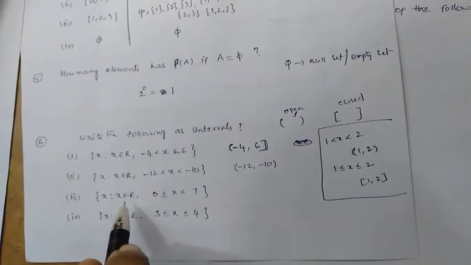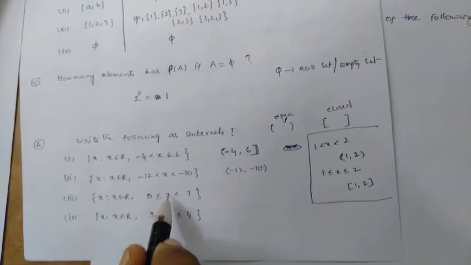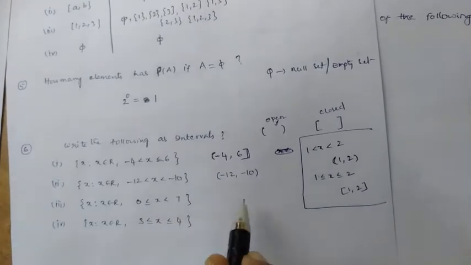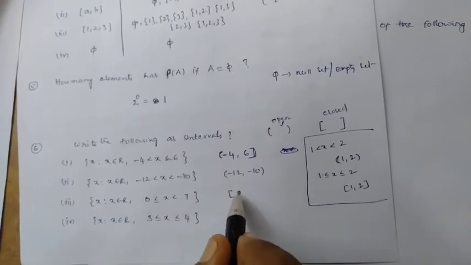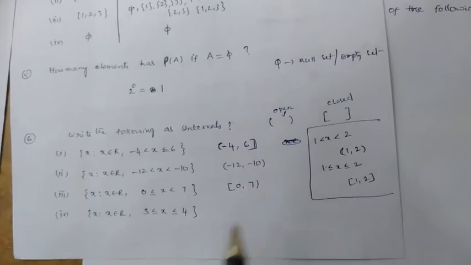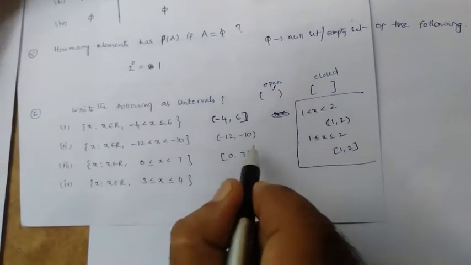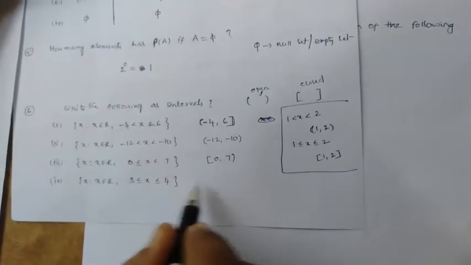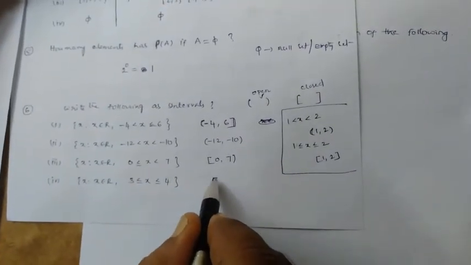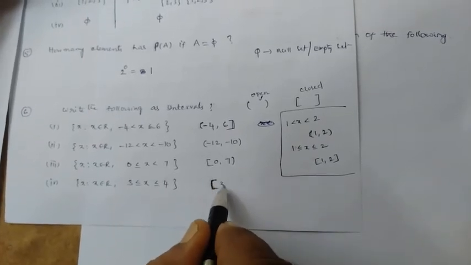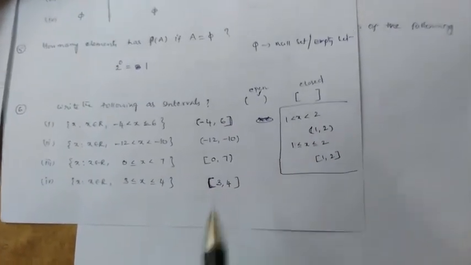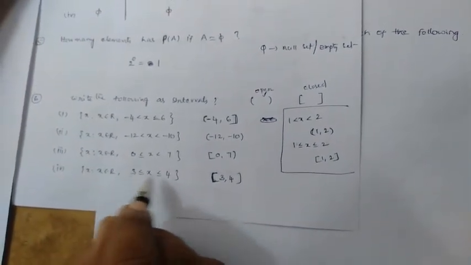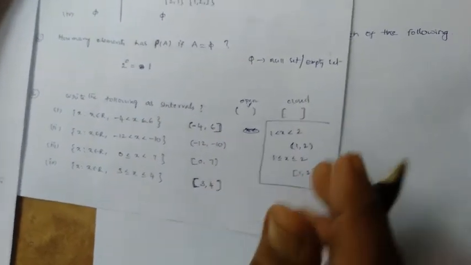X such that x belongs to the real number set. X takes the values from 0, included, to 7, excluded. So I put the symbol closed 0, open 7. Right. Next, x belongs to R, x is between 3 and 4, and both are included. That means we use closed brackets, 3, 4 closed interval. X belongs to 3, 4 includes 3 and 4, so we use the closed brackets 3, 4.